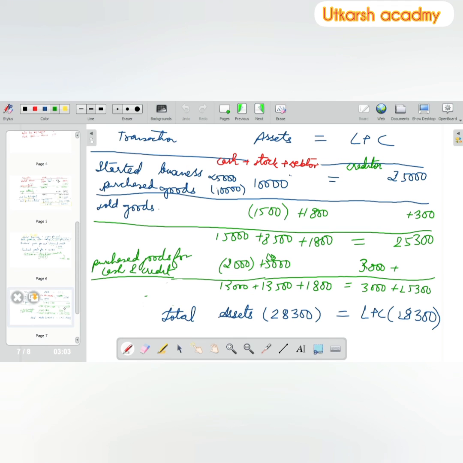Okay, see, 1,500 stock has been reduced because we are selling it, and debtor has been increased because 1,800 cash we will receive. Fine. So it is the asset, and 300 is the profit. So profit must be added to the capital. Fine. So these are all the transactions we have made. So I think it is very clear, and now you can all solve the accounting equation very clearly.